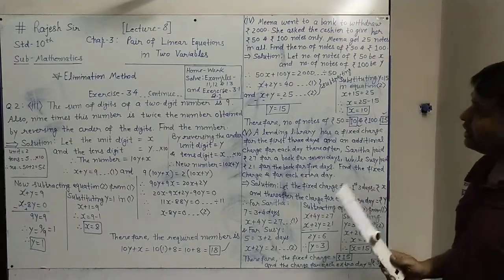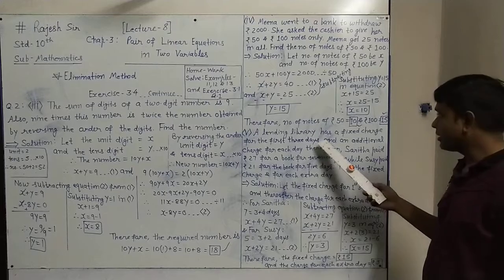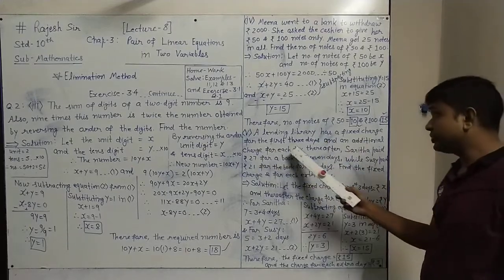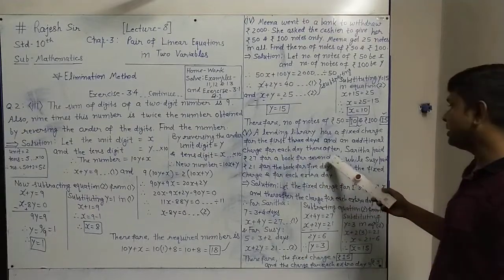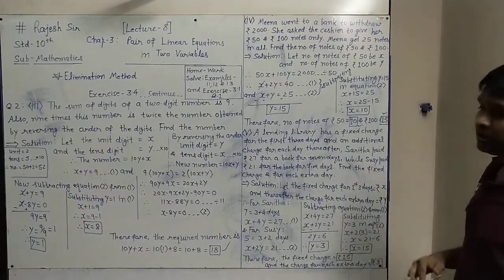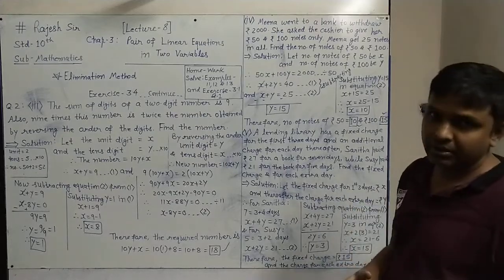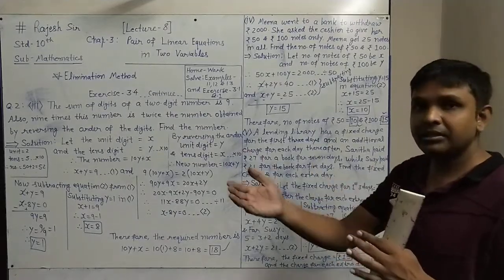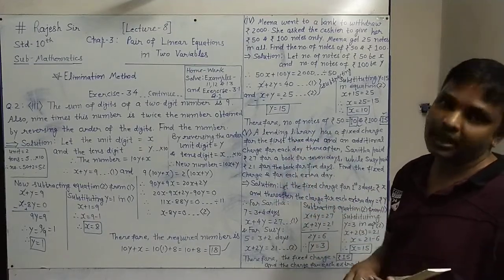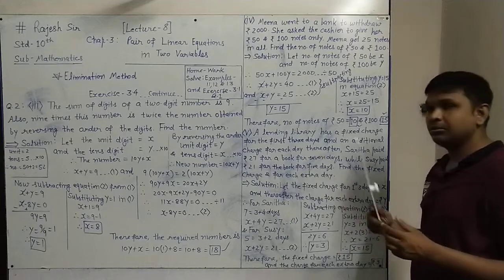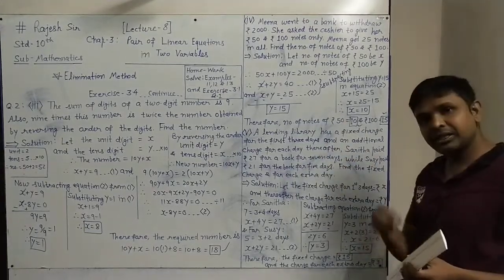Next, the fifth question we have: a lending library has a fixed charge for the first 3 days and an additional charge for each day extra thereafter. This is their policy: for the first 3 days they take a fixed charge, and after 3 days, for however many days you keep the book, they charge for each extra day. That means from the 4th day the charge is there.